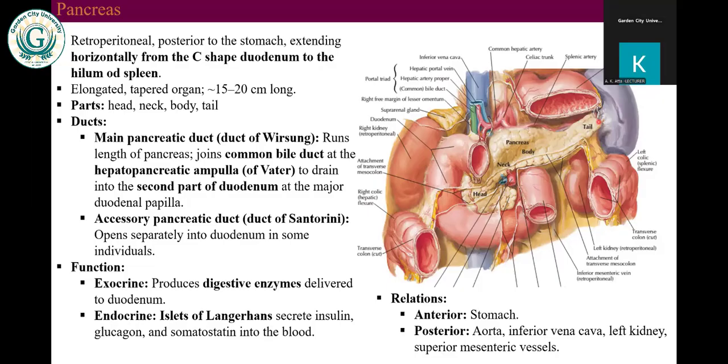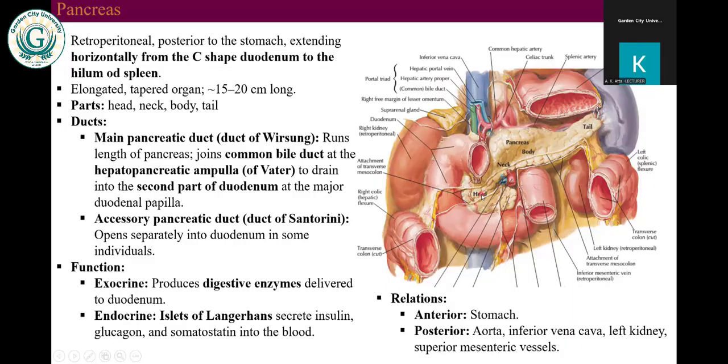One important anterior relation of the pancreas is the stomach. Now, this is the head of the pancreas. This is the neck of the pancreas. In fact, the head has this uncinate process. Then this is the neck, then this is the body, and this is the tail of the pancreas.